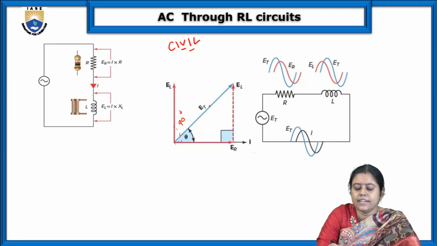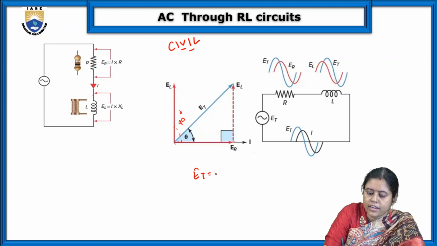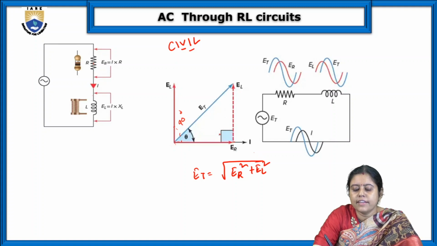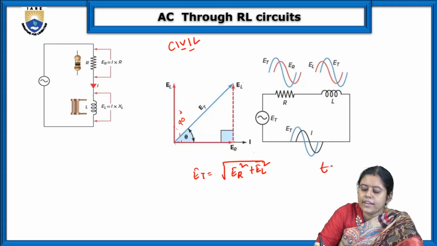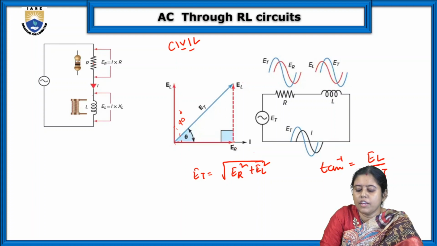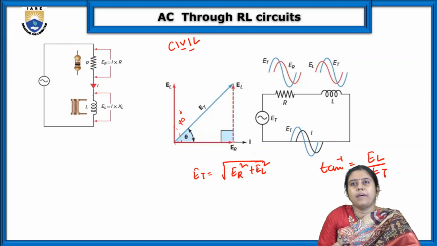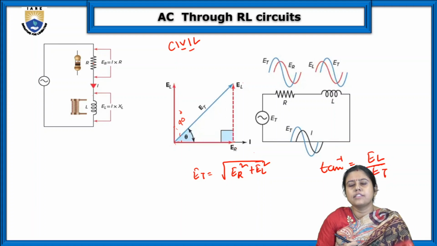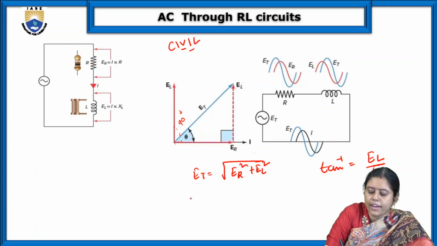So what is ET? ET is equal to root of ER square plus EL square. And what is ER? ET cos phi. What is EL? ET sin phi. What is the angle? Tan inverse of EL by ER. If we write it in terms of the impedance, if we divide everything by current, as current is fixed here, we can divide everything by current.